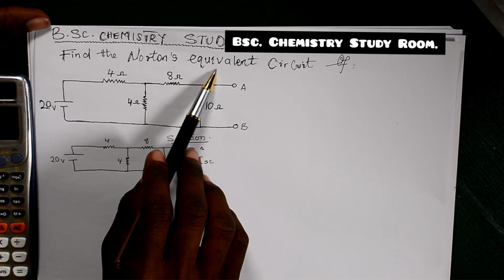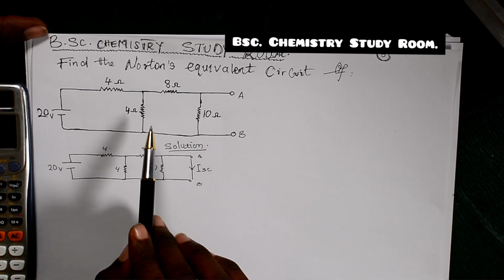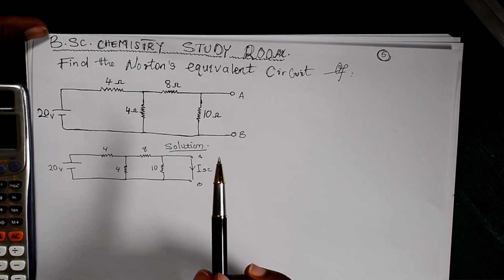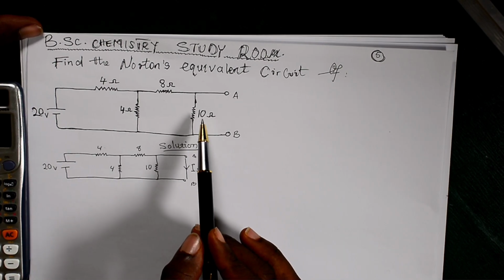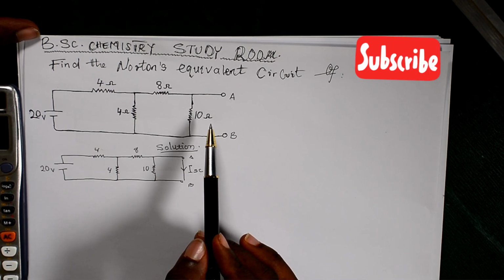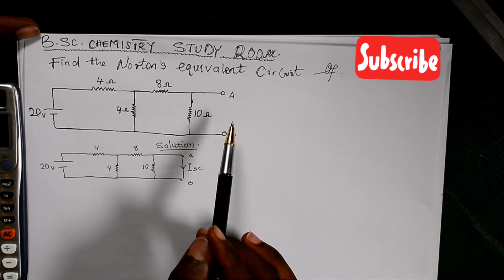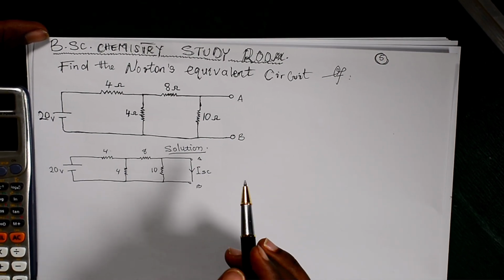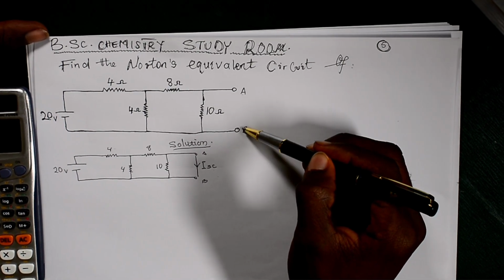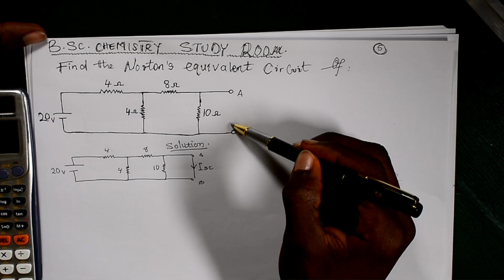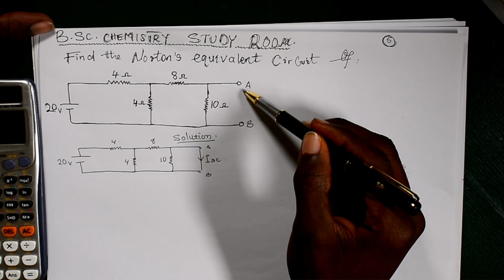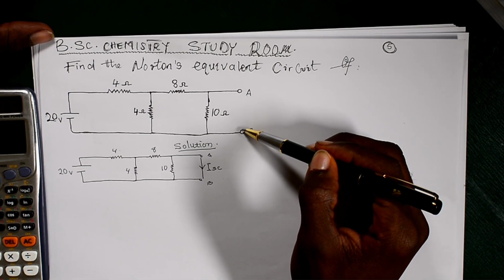Find the Norton's equivalent circuit of this given circuit. So when we see this circuit, we are going to use Norton's theorem. So first step is, here is terminal A and B. Then we are going to short circuit this terminal A and B and put Isc.